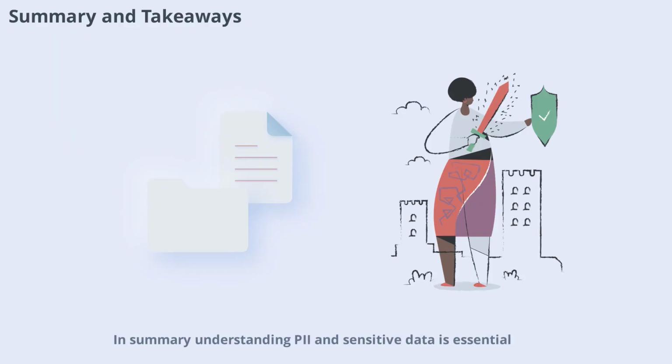Summary: understanding PII and sensitive data is essential for protecting privacy in our connected world. From direct and indirect identifiers to special categories like biometric and genetic data, each type requires careful handling. Context matters, and both legal and ethical considerations must guide our actions. By staying informed and proactive, we can all contribute to a safer, more private digital environment.